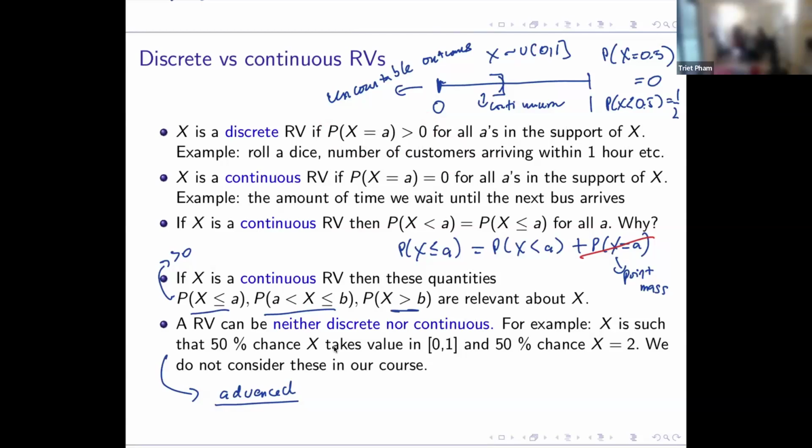It takes on point masses, while a continuous random variable does not take on any point mass, meaning that the probability it takes on any particular value is 0. Okay, but just because it does not take on point mass, meaning it doesn't have mass at a single point, doesn't mean that it does not have mass over an interval. Okay, so in that sense, these probabilities, less than or equal to A, between A and B, bigger than B, are meaningful for a continuous random variable.